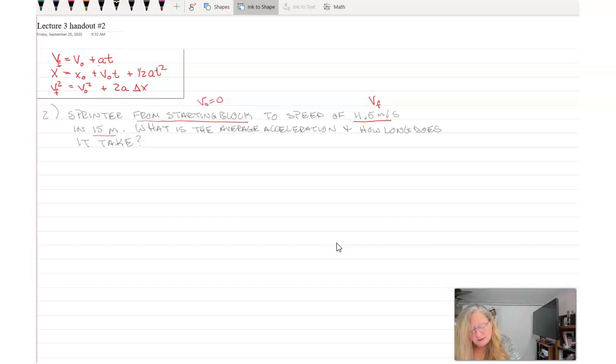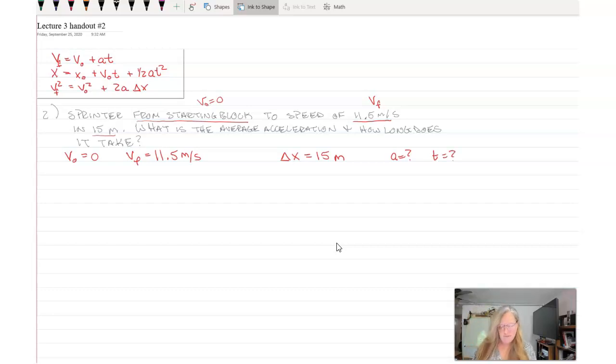So let's go ahead and make a list of what we have. I have my V initial is 0. My V final is 11.5 meters per second. And I know my delta x is 15 meters. So this wants us to solve for acceleration and for time.